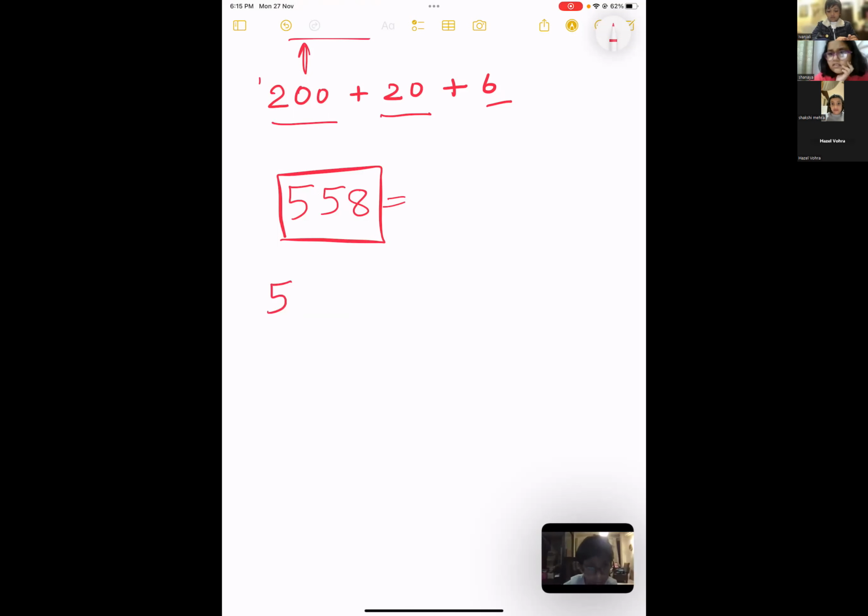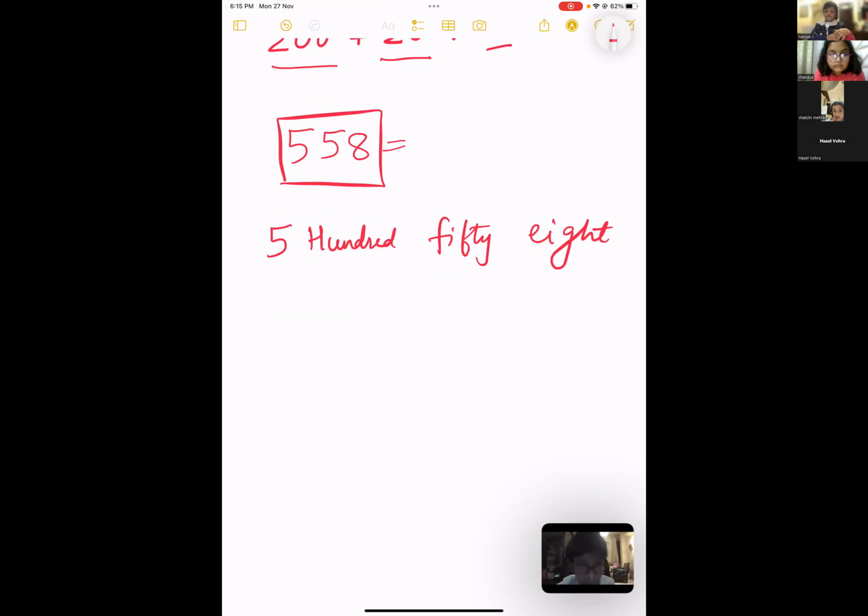558. How should I write 500? Like this? Yes. How should I write 50 in digits? Like this? Yes. How should I write 8 in a digit? Like this? Yes. That is what exactly you have to do.